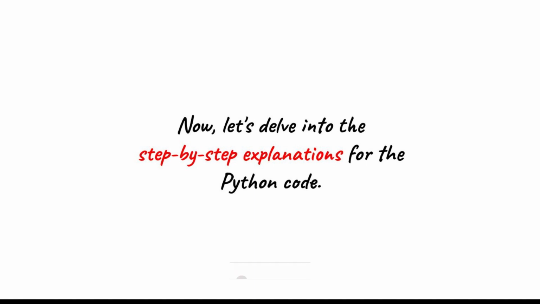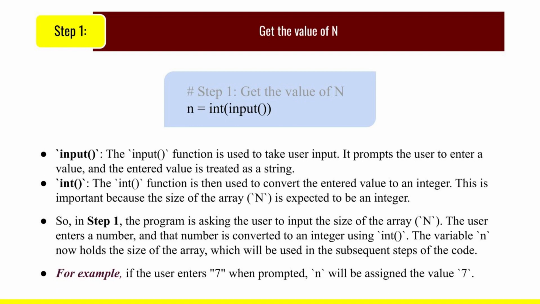Now, let's delve into the step-by-step explanations for the Python code. Welcome back. In step 1 of our Python code, we begin by getting the value of n. We use the input function to prompt the user to enter the size of the array. The entered value, initially treated as a string, is then converted to an integer using the int function. This crucial step ensures that our array size is in the correct data type for further processing. So, let's dive into the code and see how we fetch this important value.